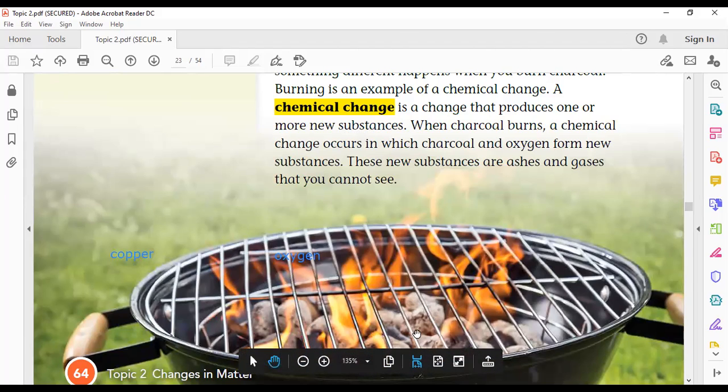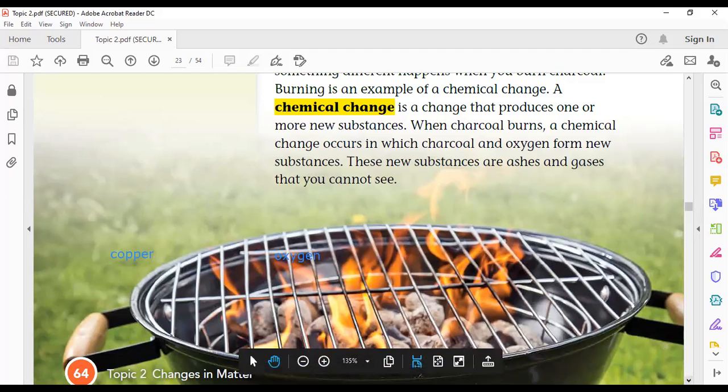For example, this coal or charcoal burns. Burning is a chemical change. When charcoal burns, a chemical change happens and the charcoal changes to new substances, to ash and gases. Look, when charcoal burns, a chemical change occurs in which charcoal and oxygen in the air combine with each other to form new substances. These new substances are ashes and gases.